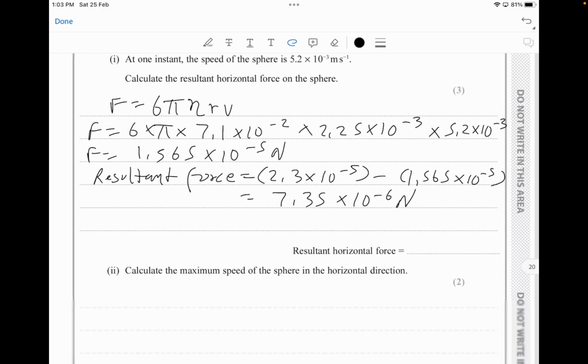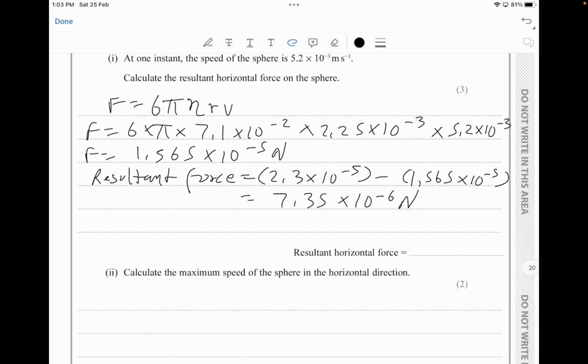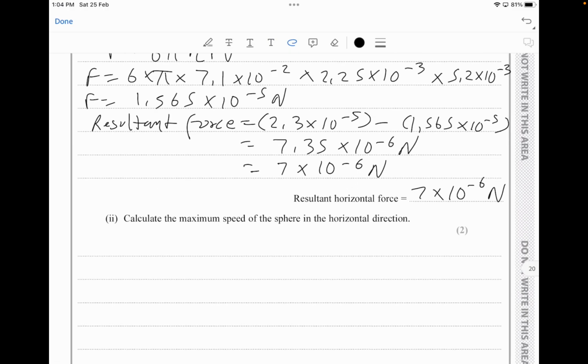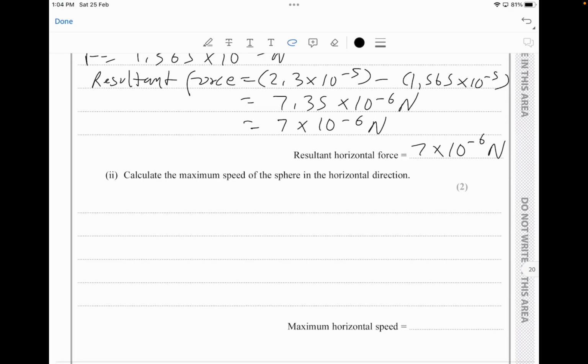Okay. Now this is going to be a resultant force about 7 times 10 raised to the power negative 6 newtons. Okay, now this is going to be your answer for about 3 marks. Okay. Now calculate the maximum speed of the sphere in the horizontal direction.